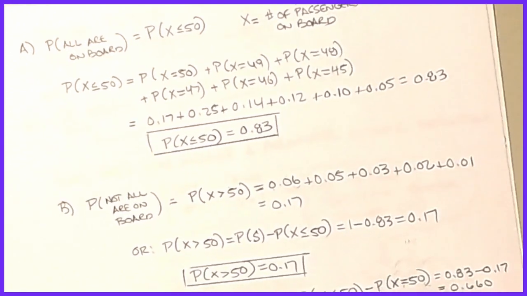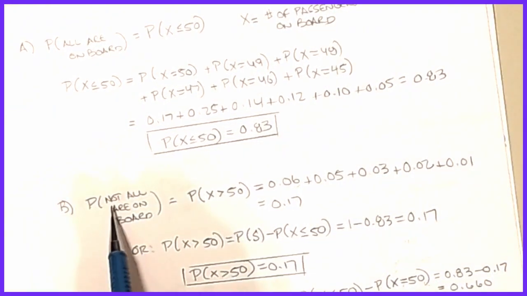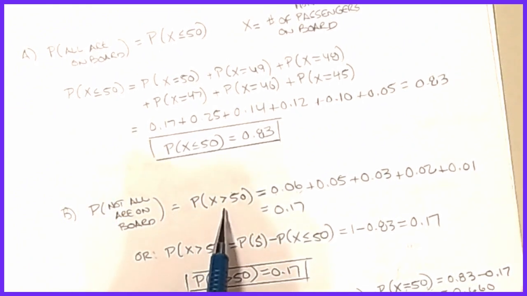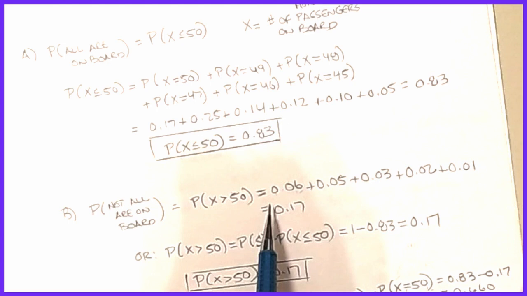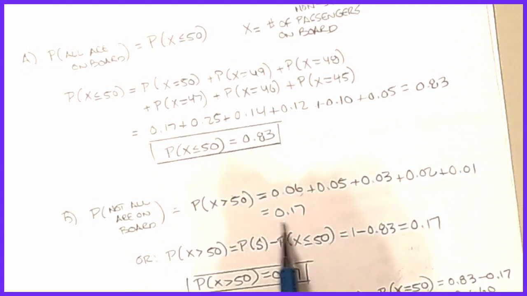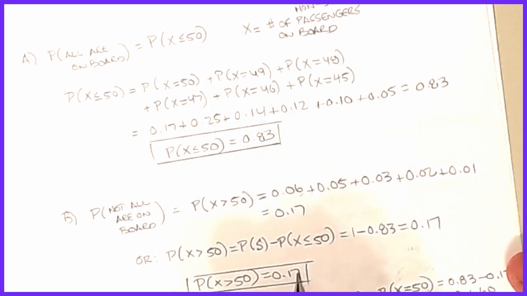Okay, we can go look at the next one then, the probability that they're not all on board. So if you look, here's our not. Okay, so that becomes our complement, and so probability of x greater than 50, and then it's basically all of the probabilities associated with the standby numbers. You can see that adds up to 0.17. Okay, and so those two numbers together end up being the 1.0, which is 100%.